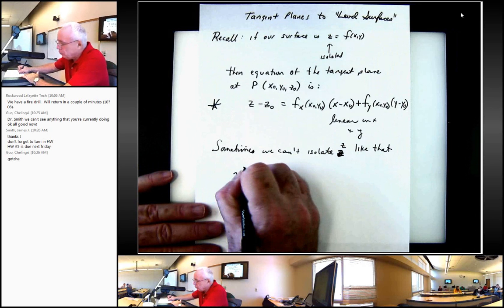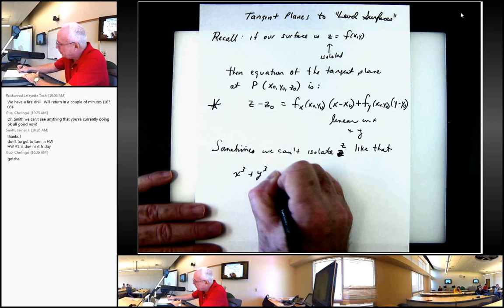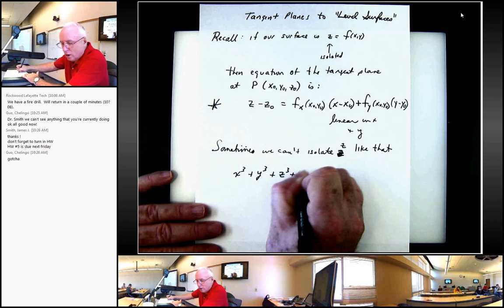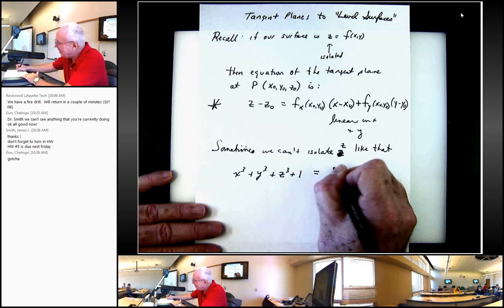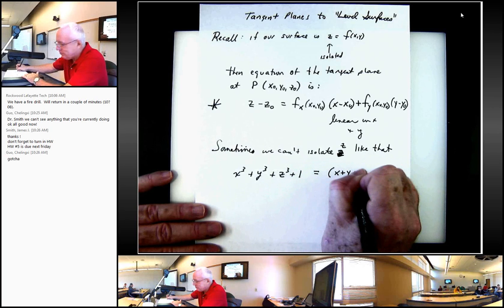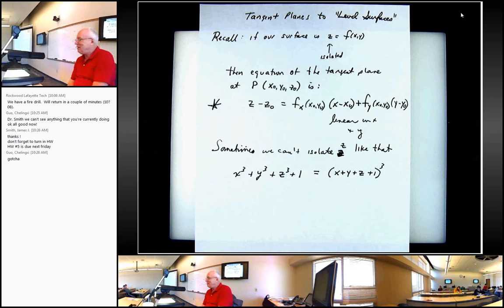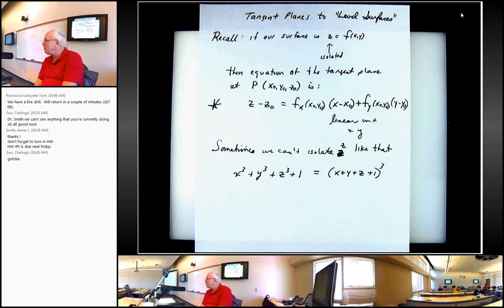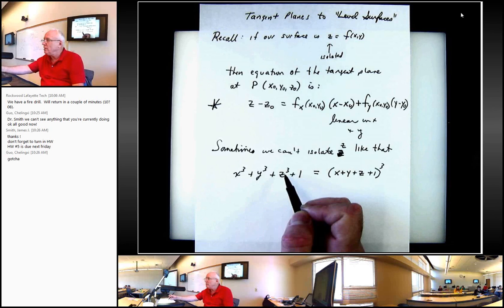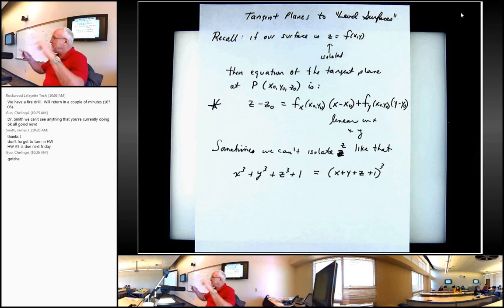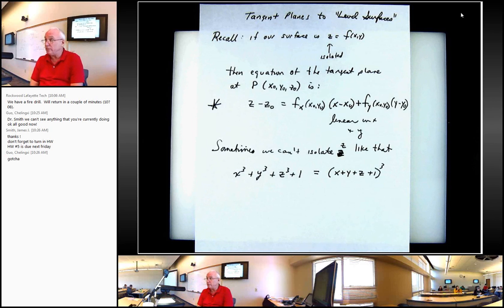X cubed plus Y cubed plus Z cubed plus 1 equals (X plus Y plus Z plus 1), all in parentheses, cubed. That's kind of a clever little thing here. Notice that on the left side, we have cubes after all the individual terms. And then on the right side, we just have all those individual terms in parentheses, and then we cube them. All right. This actually gives us a surface.